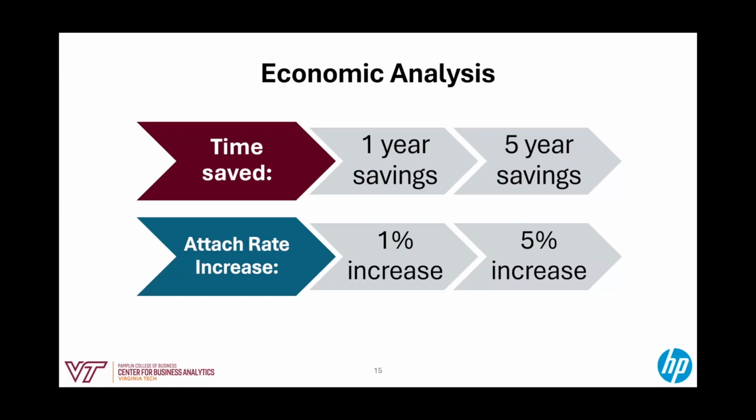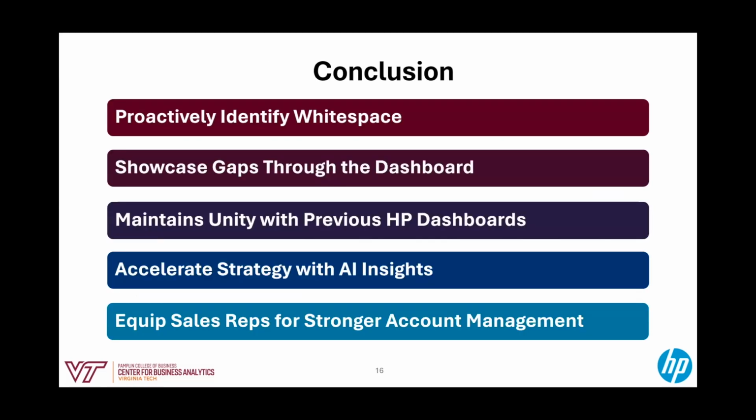Together, these benefits show that the project was not only operationally useful, but also financially justified because the potential revenue impact is over $1 million annually. Our findings address opportunities to improve attach rate.